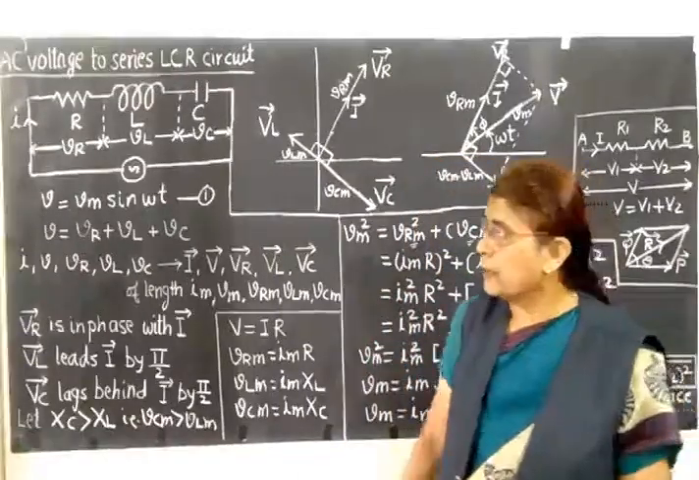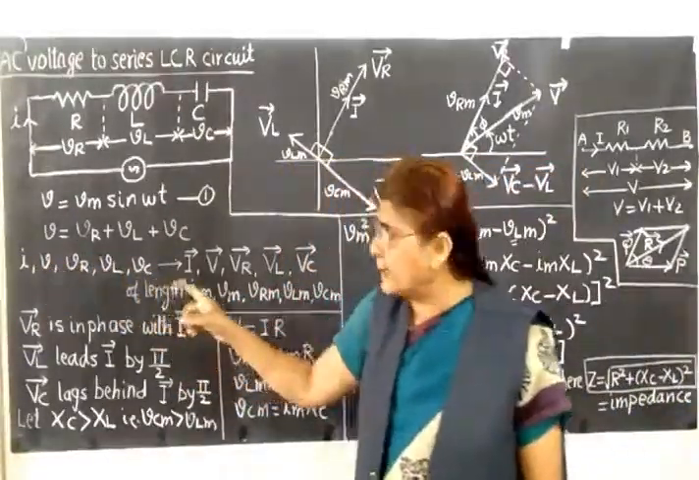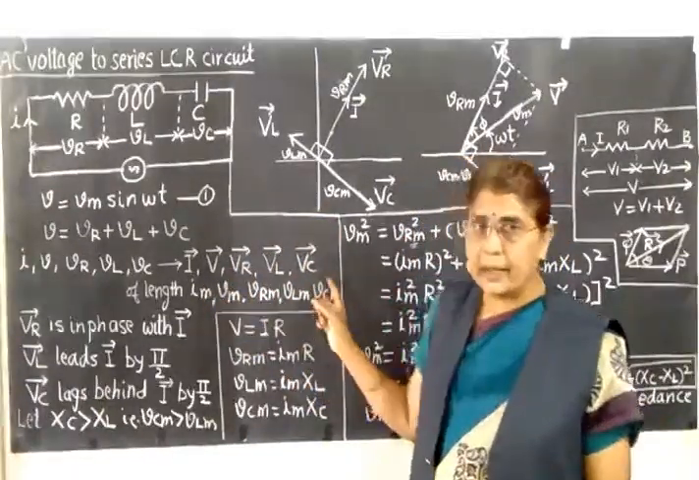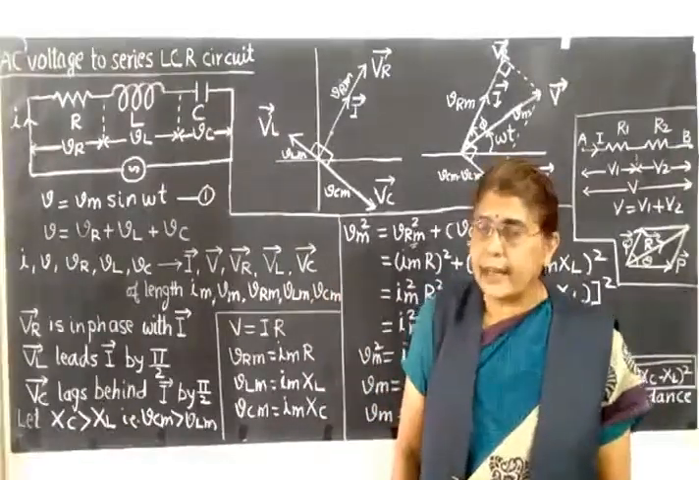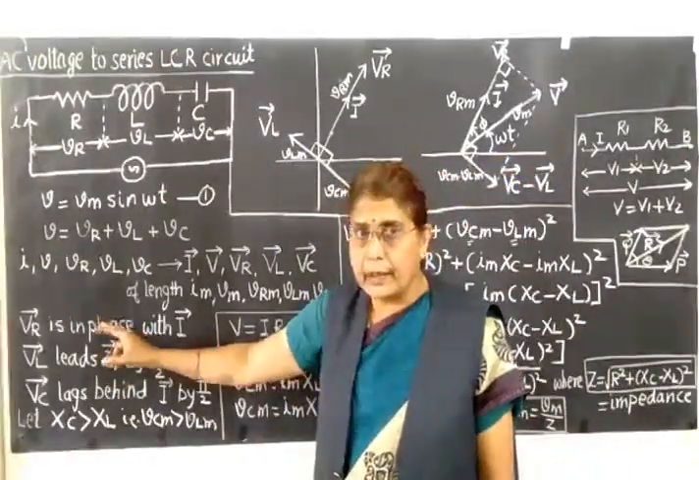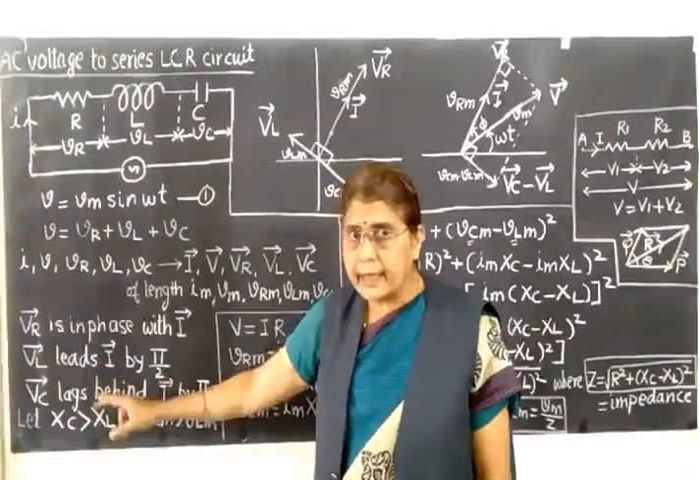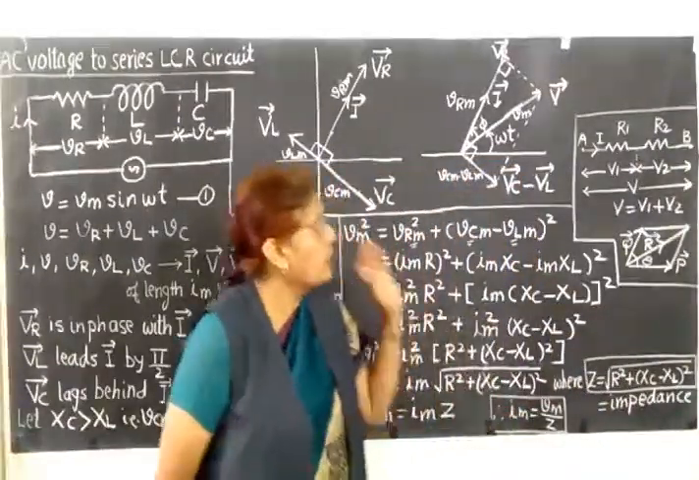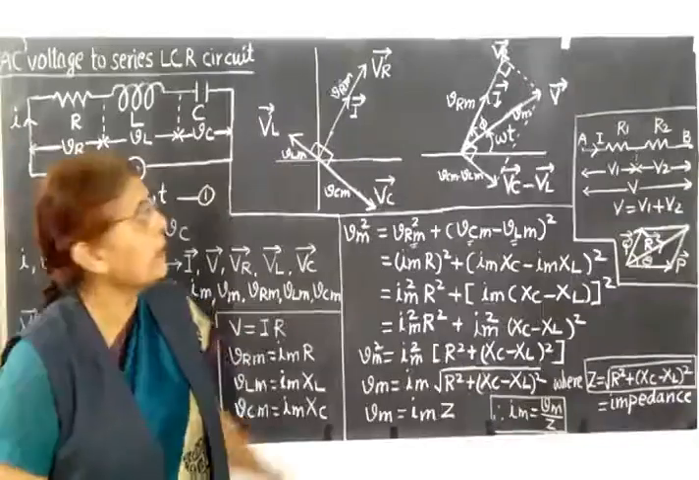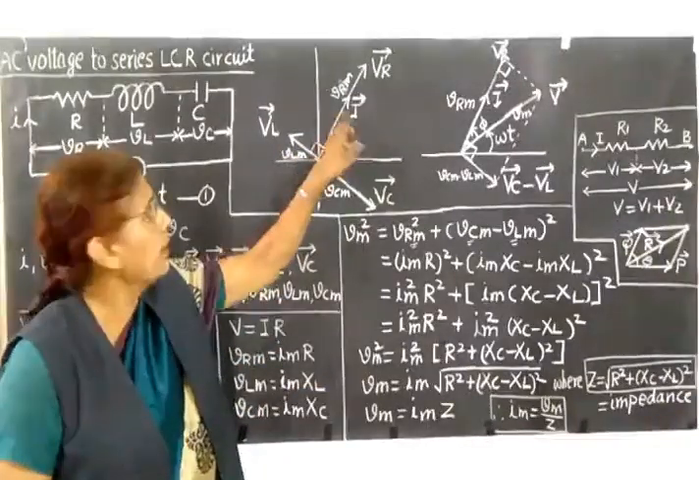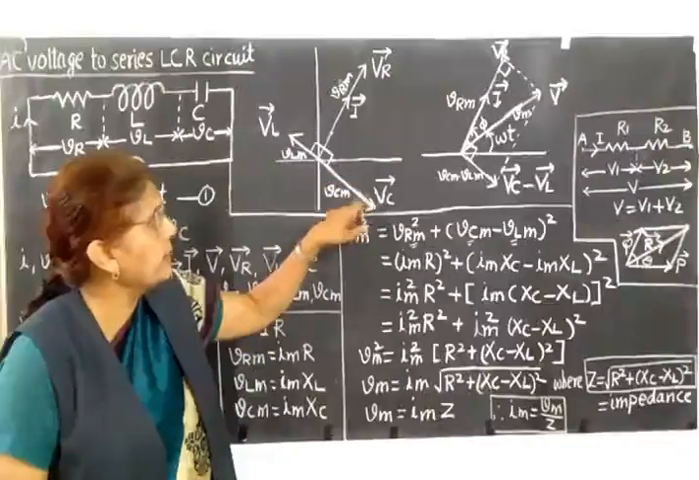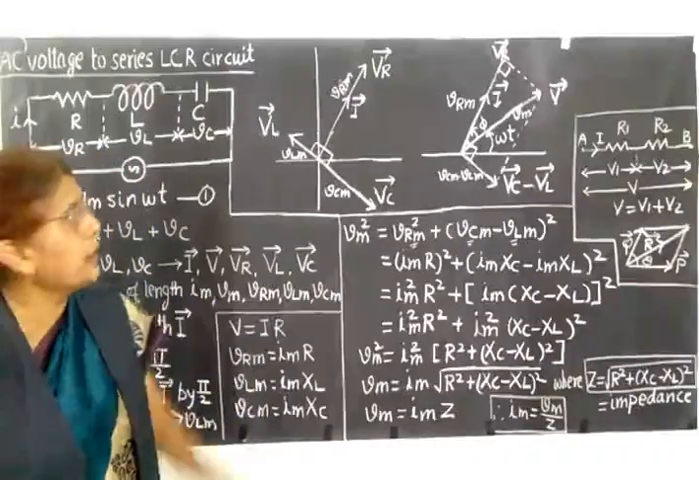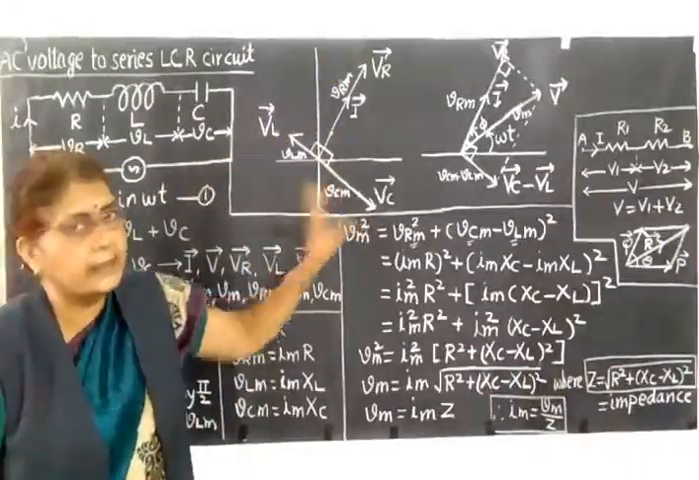Next, all the voltages and currents are represented by their respective phasors, and their lengths are equal to their peak values. Then to draw a phasor diagram, we shall make use of the phase relations for the resistive circuit, inductive circuit and capacitive circuit. We have shown those phase relations in this phasor diagram. VR is in phase with I, VL leads I by pi by 2 and VC lags behind I by pi by 2. The length of each vector is equal to its amplitude. So this is VRM, this is VLM and this is VCM.